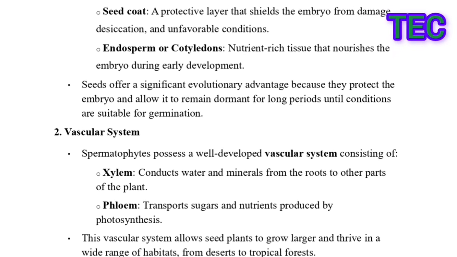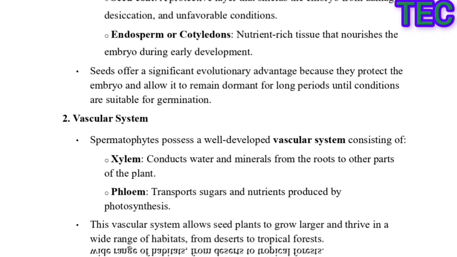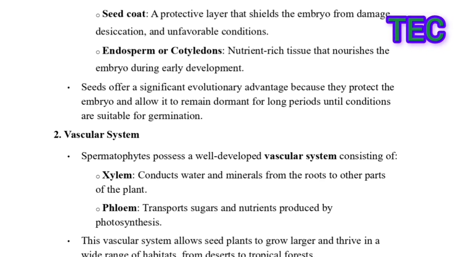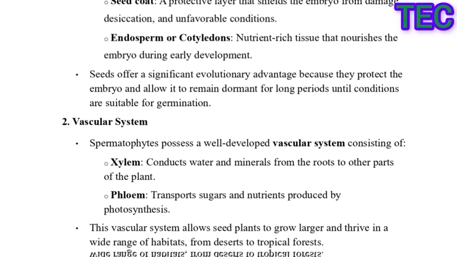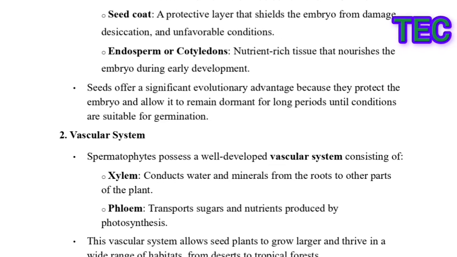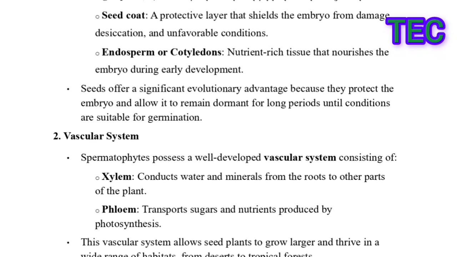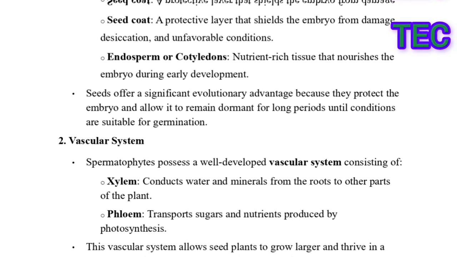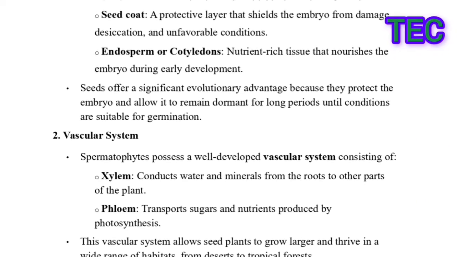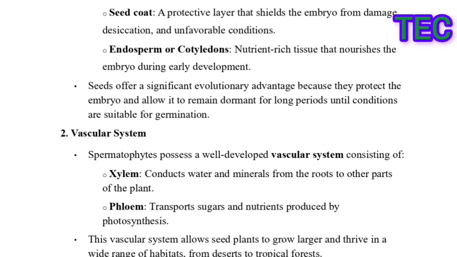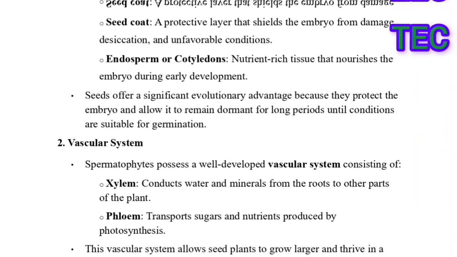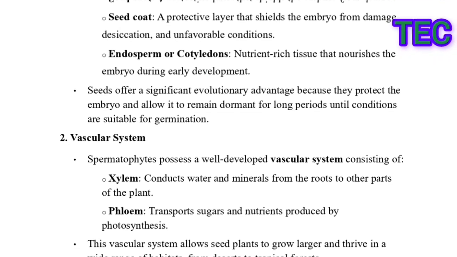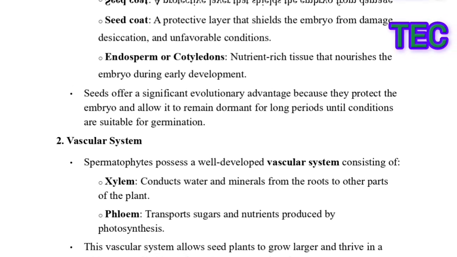One, presence of seeds. Seeds are the primary reproductive units in spermatophytes. A seed contains the embryo, the young developing plant. Seed coat, a protective layer that shields the embryo from damage, desiccation, and unfavorable conditions. So this seed coat covers the embryo and performs this function.